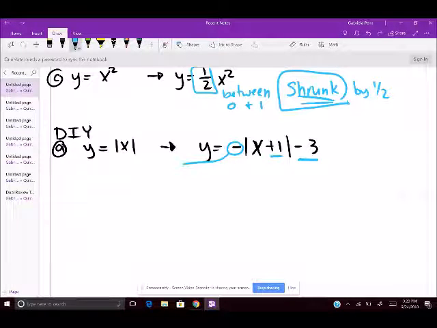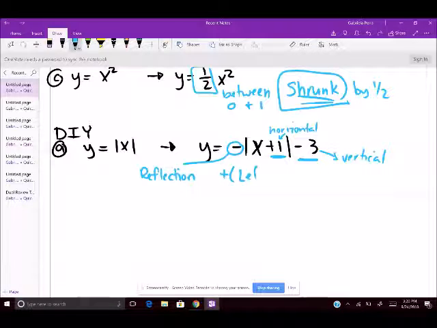So the negative should tell you that there is a reflection. This plus 1 here should tell you, because it's inside, it's grouped. Remember, this is your horizontal. That means when you move sideways. And this one here is your vertical. So this is your horizontal, and that is your vertical. So when I see a plus, I should know that I am moving left 1 unit, because of the plus. This vertical, because it's a minus, I am moving down 3 units.